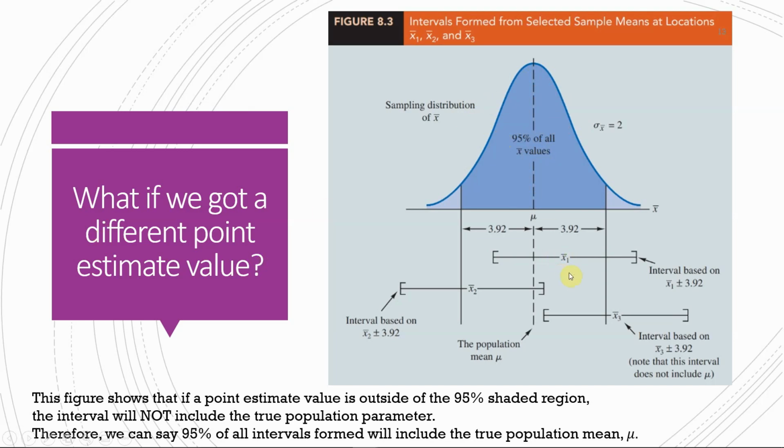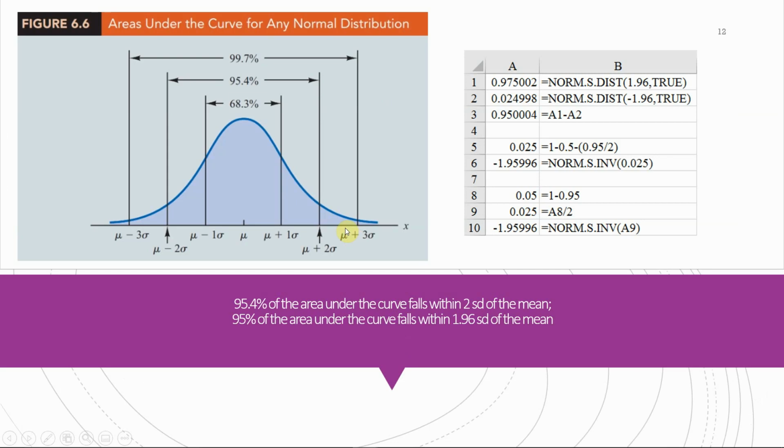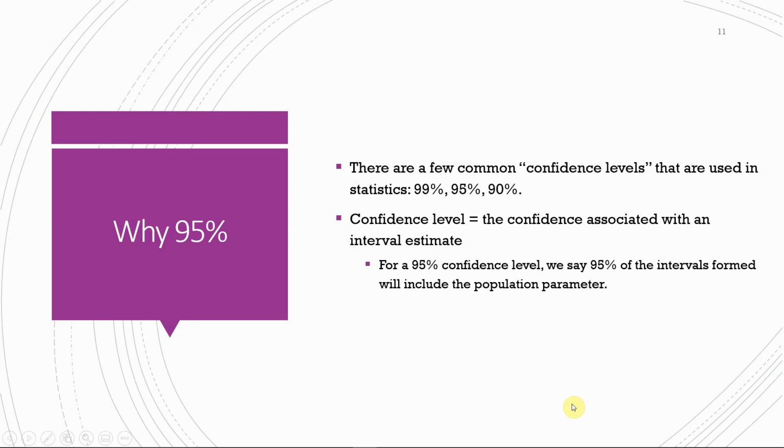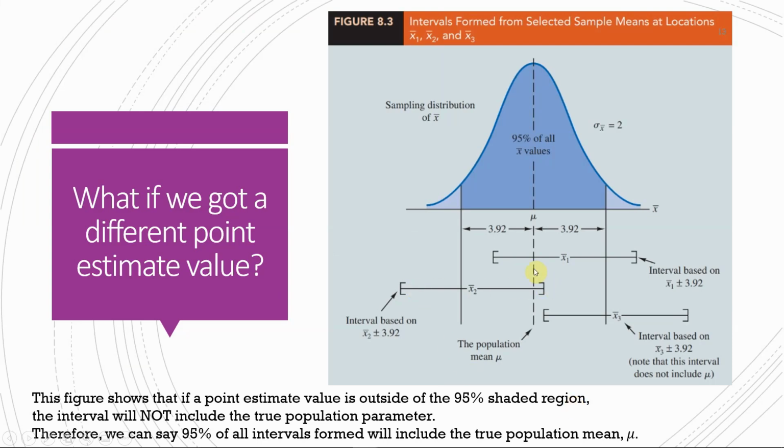So let's say the first time this was our point estimate. If we created our interval estimate, we notice that this interval actually includes the true population parameter, mu. Let's say that we took a different sample, x bar 2, and calculated this mean, and we created the interval estimate. Again, it's that point estimate, whatever the average is for that sample, plus and minus the 3.92, which we calculated back in this slide. It's just 1.96 times 2. That interval also includes mu, the true population parameter.